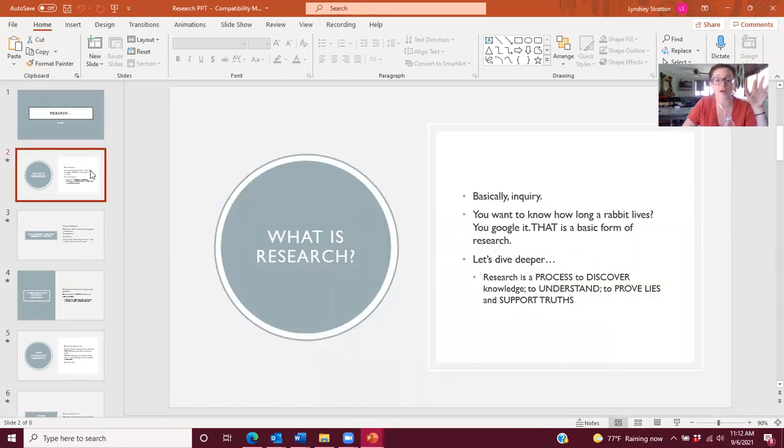We have to find things out so that we can prove what we're saying. If we don't know it, then we have no idea what we're talking about. So research is a process to discover knowledge and understand, to prove lies and support truths. We Google it all the time. Maybe we're researching something on Facebook or Instagram or Snapchat, but that's research. If you're trying to find out where somebody is on Snap Maps, that's research. I think that's a bad example, but it's still research.